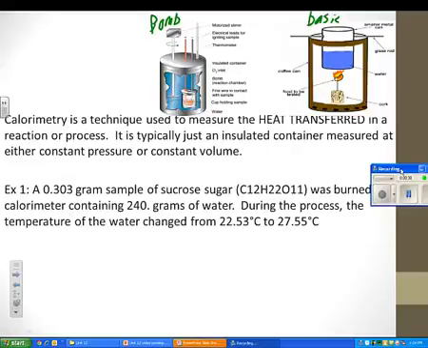So this one, if you read it real quick, you see 0.303 grams of the sample, and you have 240 grams of water. We don't really care about how much the sample has. The only thing we're worried about is the water. Why is that? Because we know the specific heat of water, so it's easy, and everything else we do in the math equation is based around the water. So only pay attention to the water. So it's going to be Q equals MCΔT.